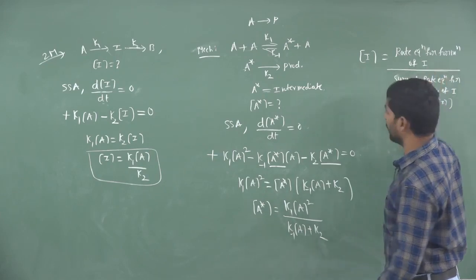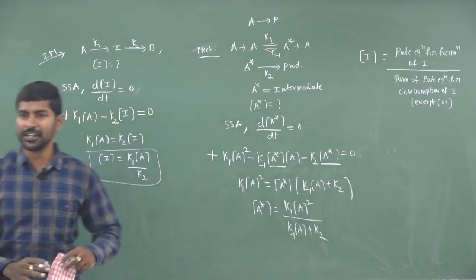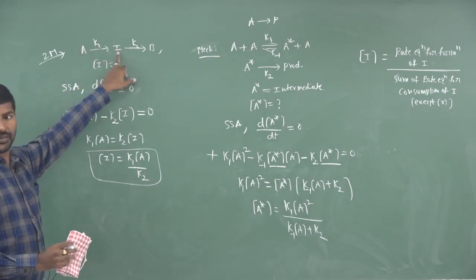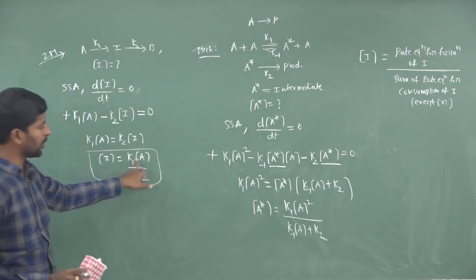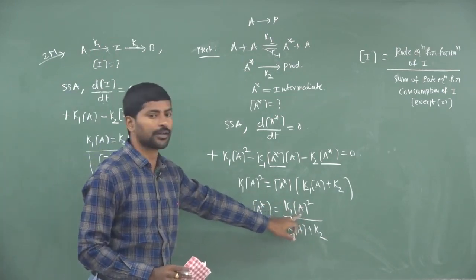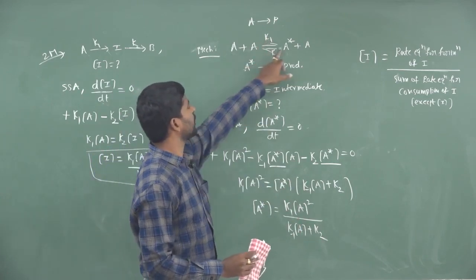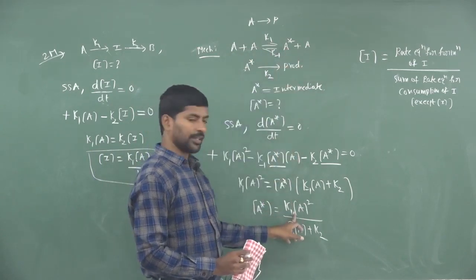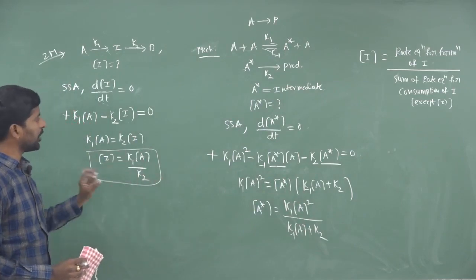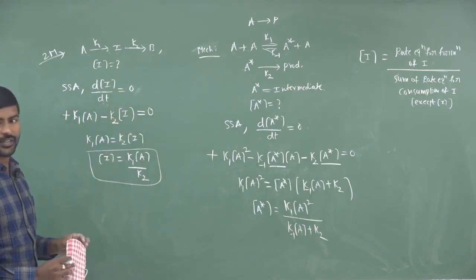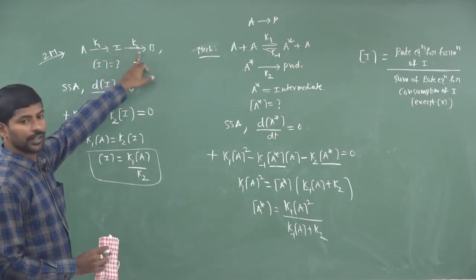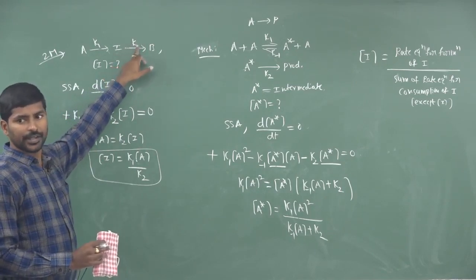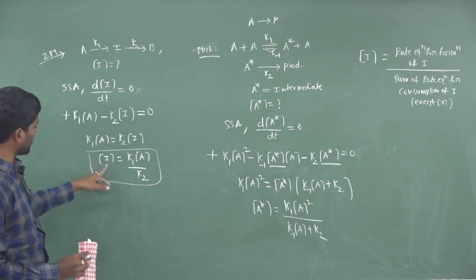See, in this case, in the numerator we are writing K1 into A square. What is K1 into A square? It is nothing but the rate of formation of A star. Right. In the denominator, what do we have to write? The sum of rate equations for consumption of I. Here, in the second step I is consuming, and that is K2 into I. Except I we have to write, since we are taking the equation for I only. So we get K2.